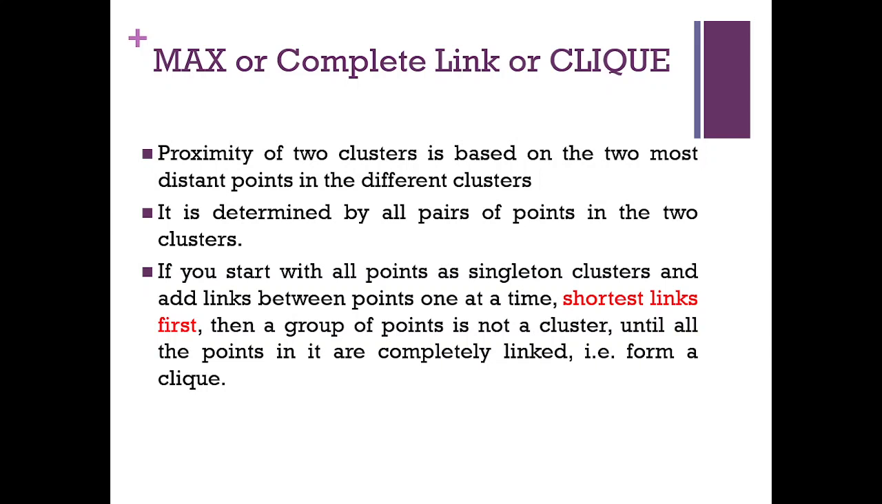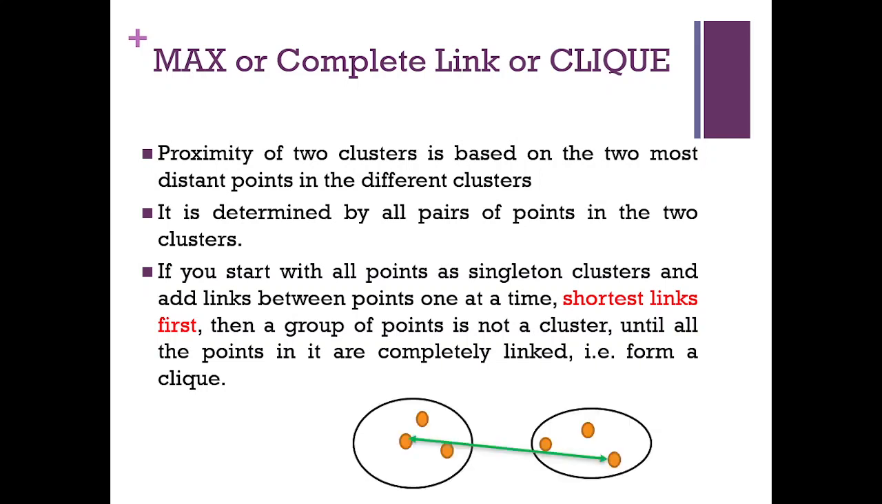So if you start with all points as singleton clusters, meaning having one point, and add links between points one at a time, shortest links first, then a group of points is not a cluster until all the points in it are completely linked. That is, they form a clique. So if you see here, the new proximity is going to be computed as the distance between this point and this point, the one that is the largest.